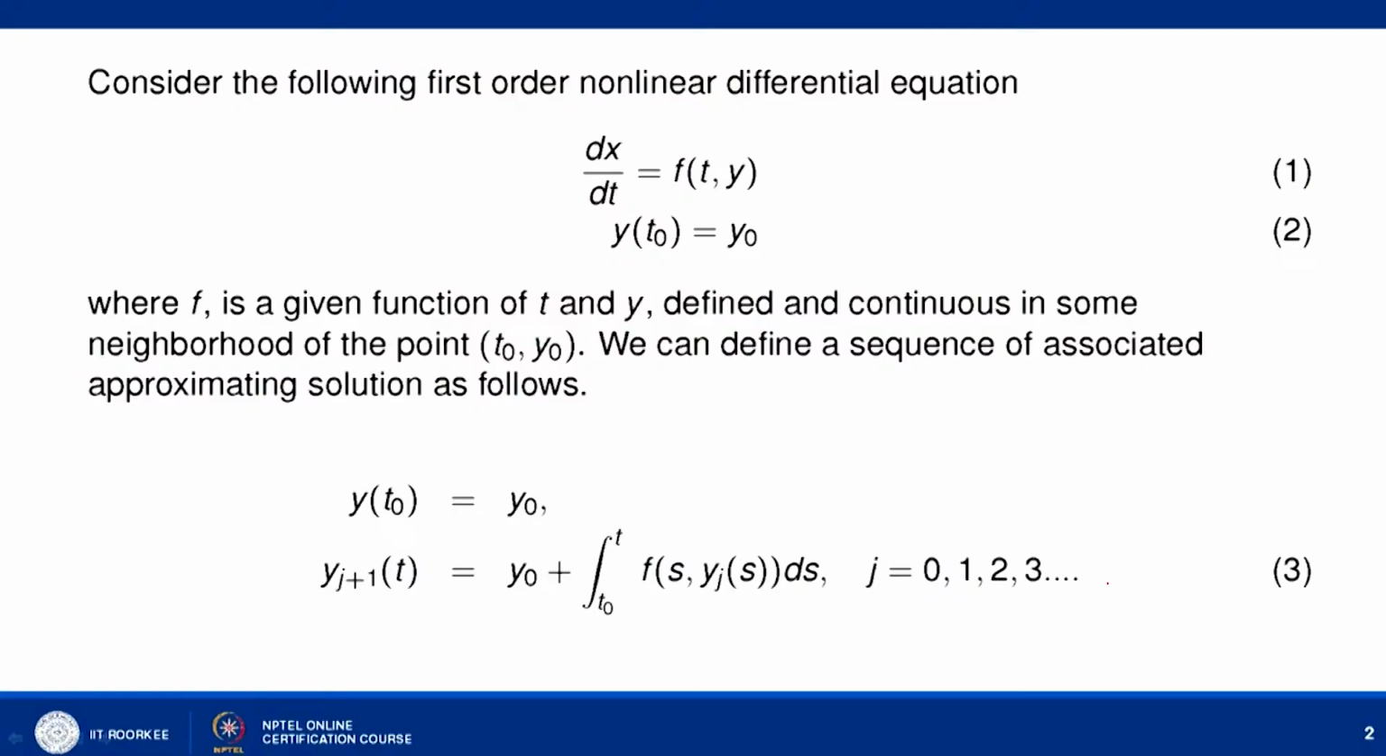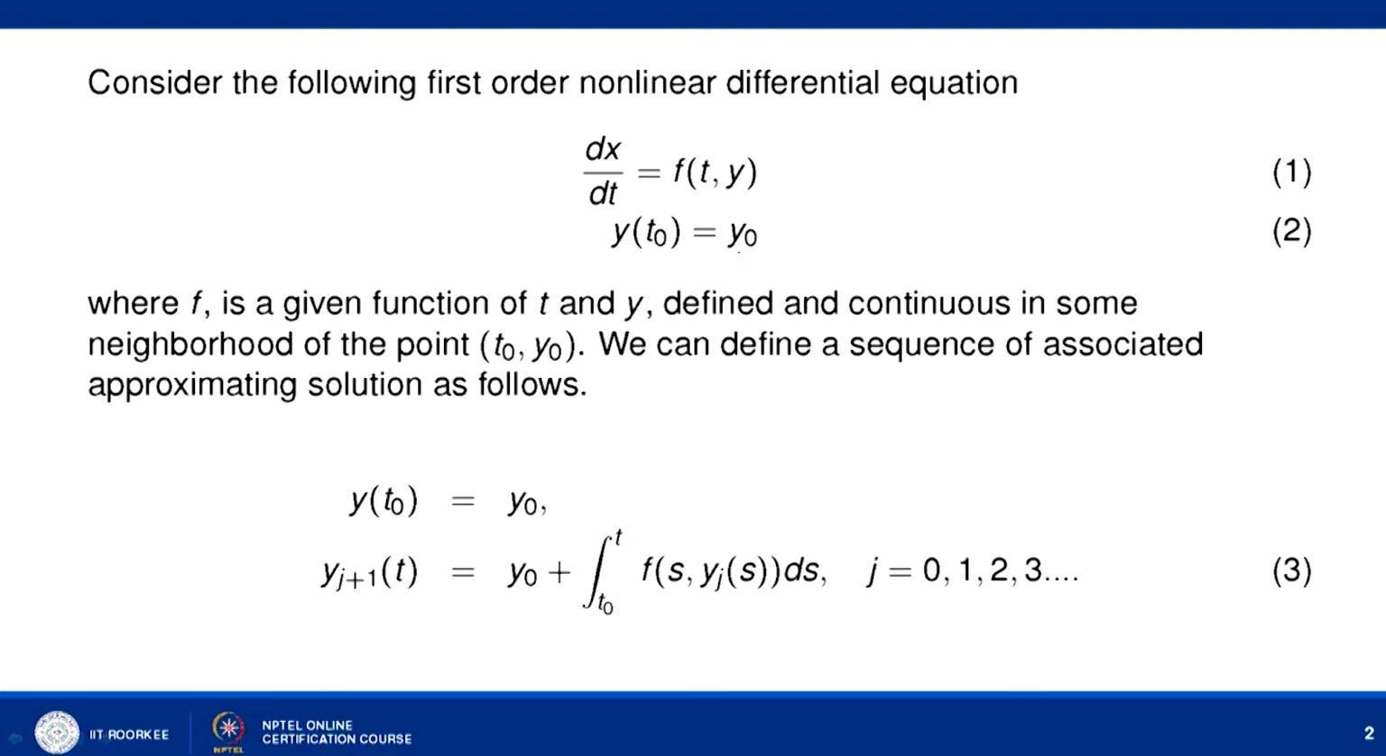If you recall, in previous lectures we have discussed the following first order nonlinear differential equation, that is dy by dt equal to f(t, y), y(t0) = y0, where f is a given function of t and y defined and continuous in some neighborhood of the point (t0, y0).